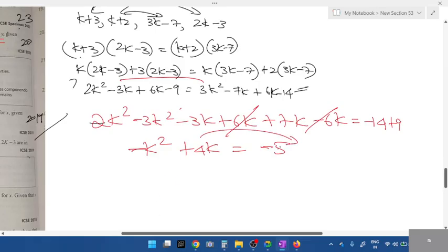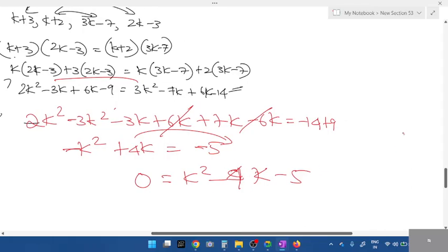So this entire thing goes to the other side. You get the left hand side, it becomes 0. k square minus 4k minus 5 is equal to 0. Apply sum and product, students. First and last one, 5. 1 into 5. So k square plus 1k minus 5k minus 5, and minus 1.